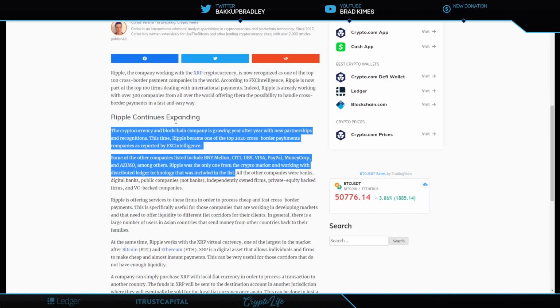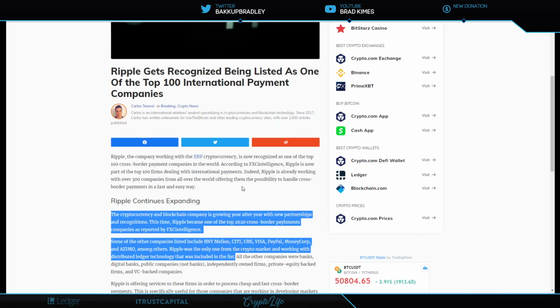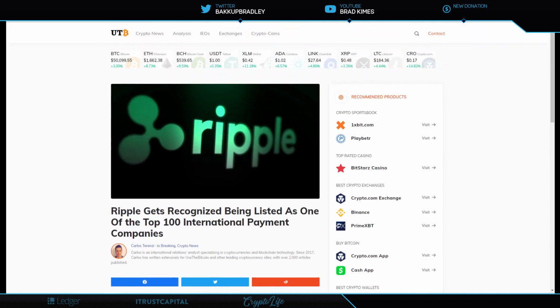And in this particular article, it says the cryptocurrency blockchain company is growing year after year with new partnerships and recognitions. This time, Ripple became one of the top 2020 cross-border payments companies as reported by FXC Intelligence. Some of the other companies listed include BNY Mellon, Citi, UBS, Visa, PayPal, MoneyCorp, and Azimo, among others. Ripple was the only one from the crypto market working with distributed ledger technology that was included on the list. Now, that's what they were doing in 2020, right? But BNY Mellon, as we know, is a huge Ripple partner and has been for many, many years.